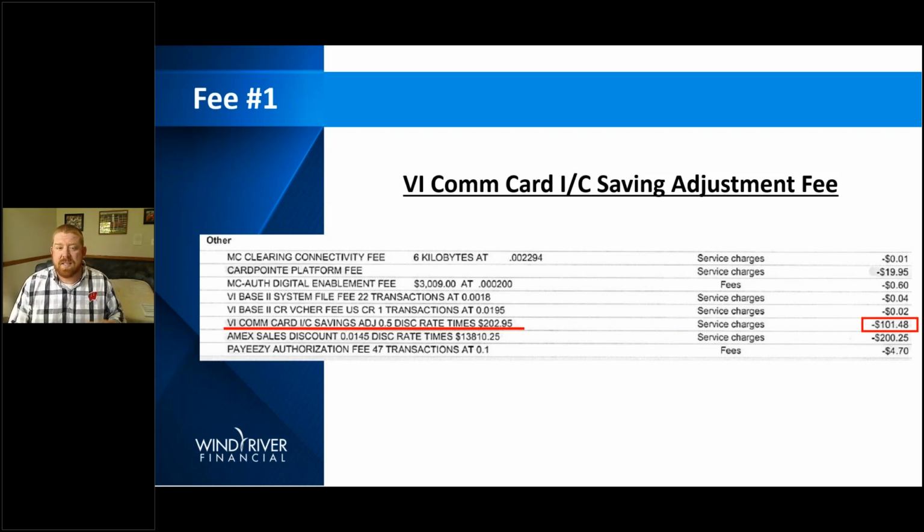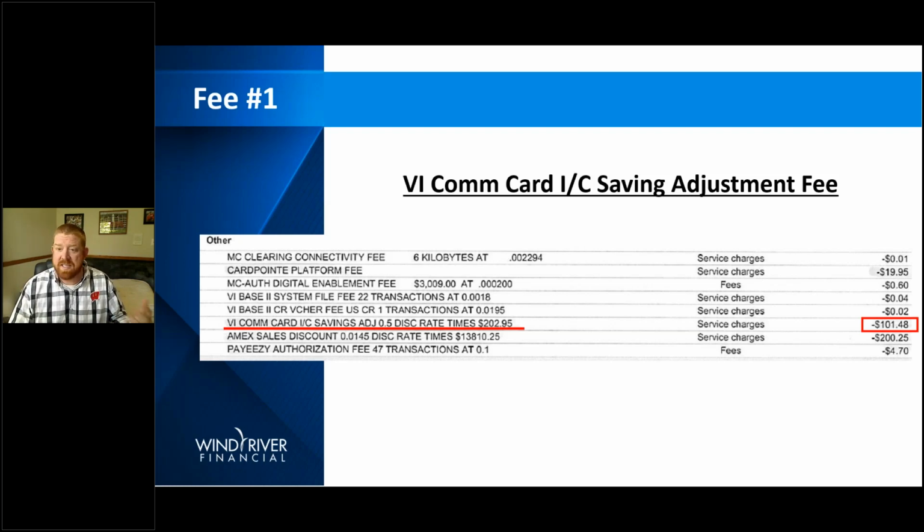What a lot of processors are doing is adding this as a tack-on fee. For this customer, it's $1,200 a year additional that they're paying outside of that quote-unquote rate that they were promised. Again, it mentions Visa, it mentions savings. It looks like it's probably a legitimate fee. To the average business owner or average finance person, they might not catch this. But since Wind River looks at these statements daily, this is something that we're really starting to see.